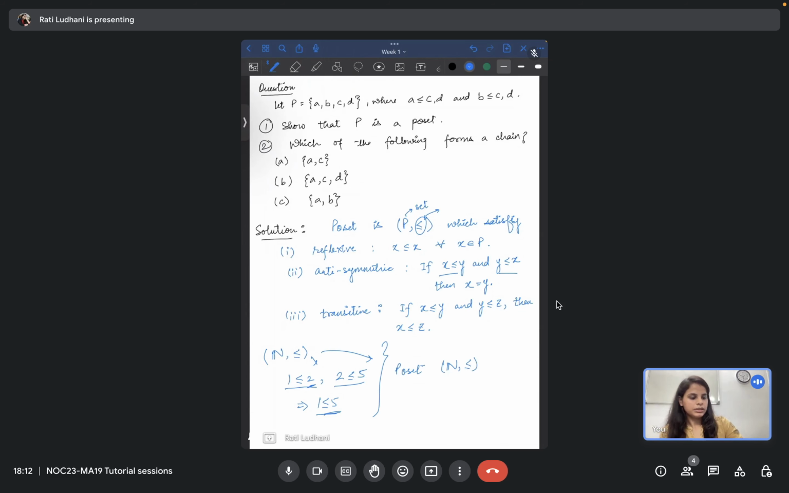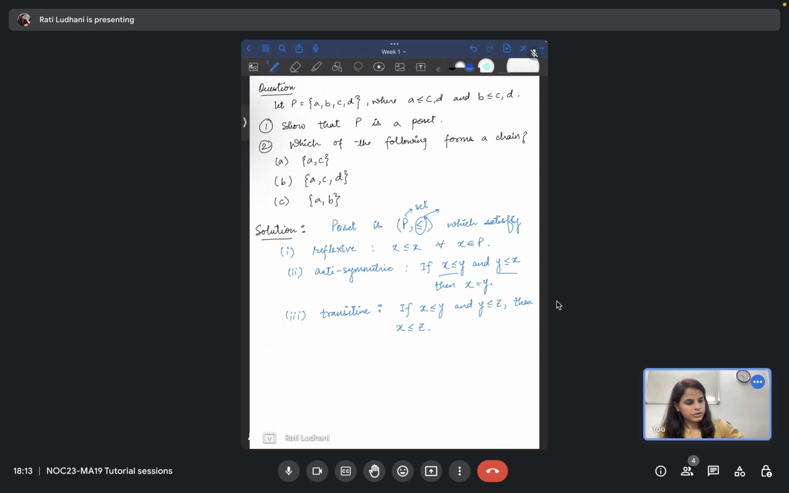So these are three properties which need to be satisfied for some set to be a poset with some relation. A poset comes with the relation because it has to satisfy these three properties. Okay, so let's see if this happens with our question.